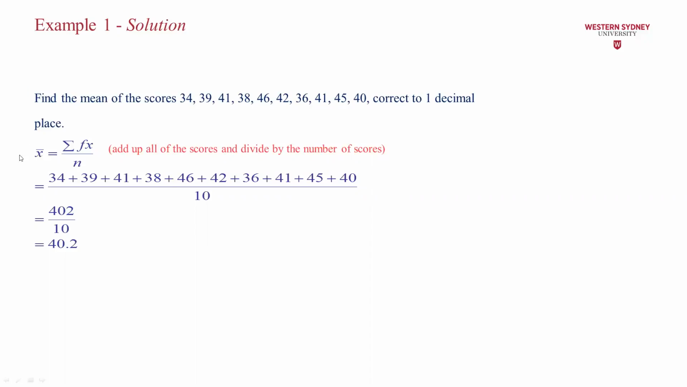The formula appears here. X bar equals sigma fx over n. X bar standing for the mean, sigma fx for adding up all the scores, and n for the number of scores. So you can see here we add all those scores together, divide by 10, and get the answer of 40.2 for the mean.